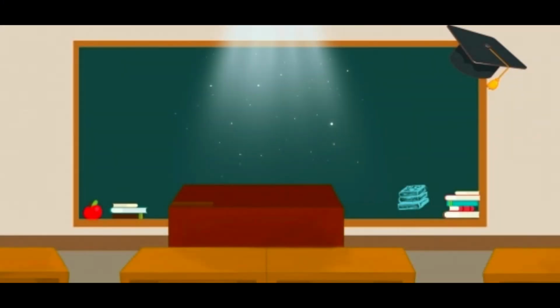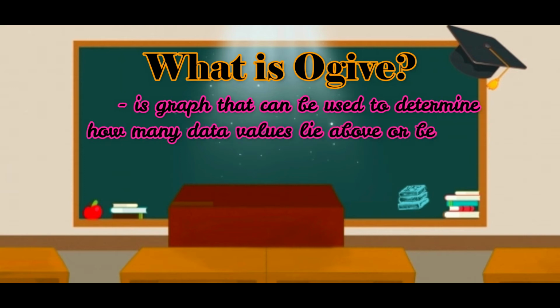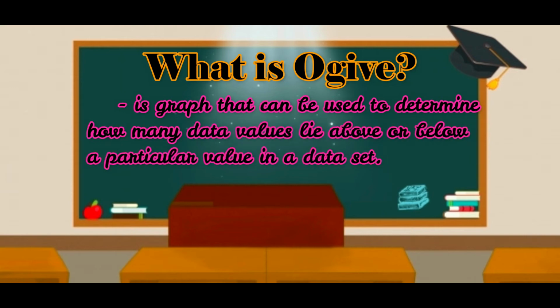Now, let's proceed to our next graph, which is the ogive, also known as the cumulative histogram. So what is an ogive? An ogive is a graph that can be used to determine how many data values lie above or below a particular value in a data set. An ogive is calculated from a frequency table by adding each frequency to the total frequencies of all data values before it in the set. The last value for the ogive will always be equal to the total number of data values, since all frequencies will already have been added to the previous total.